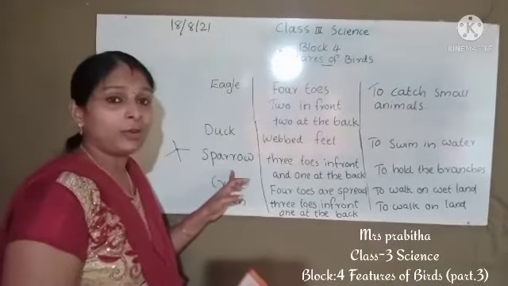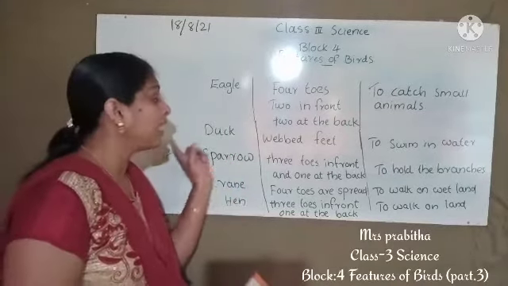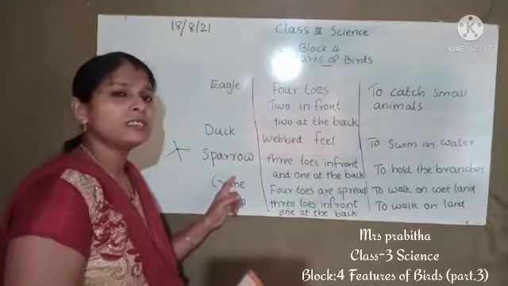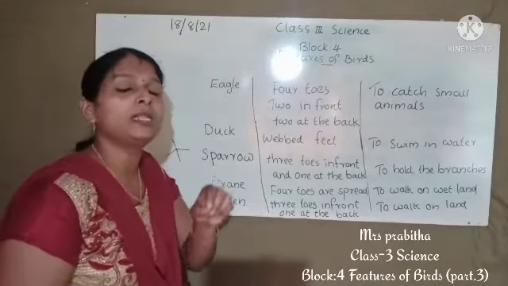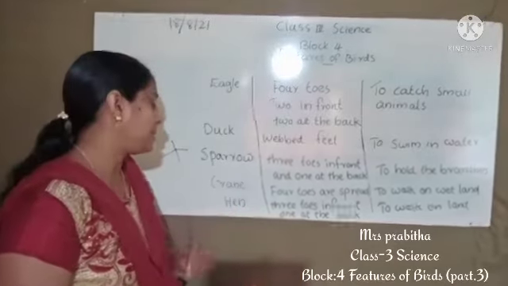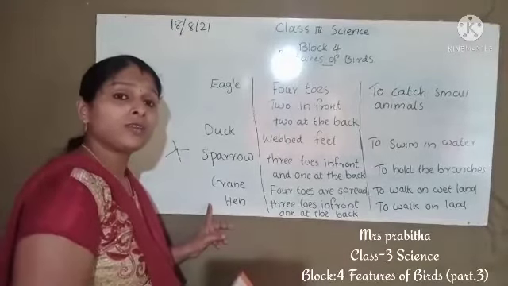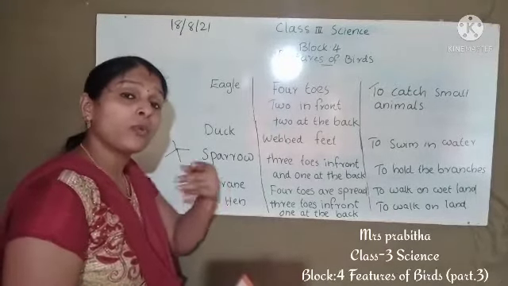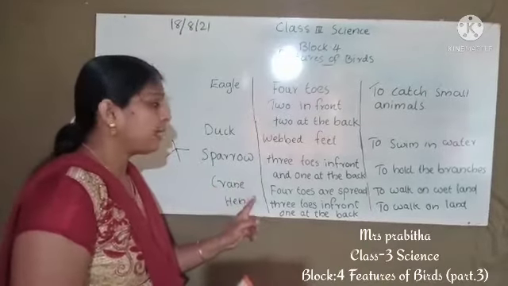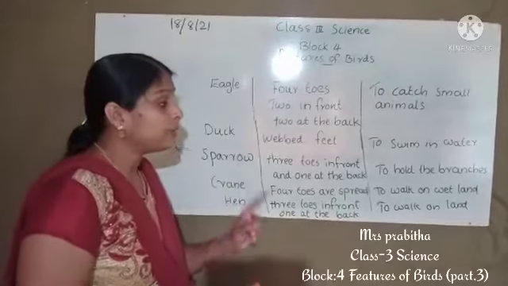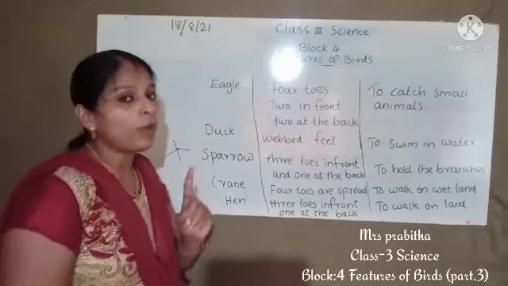Okay, next bird is sparrow. How is the feet of sparrow? Yes, 3 toes are in front and 1 at the back. How does this kind of feet help sparrow? It helps the bird to hold the branches. Next we studied the feet of crane. How is the feet of crane? Crane has 4 toes. That 4 toes are spread. How does it help the bird? It helps the bird to walk on wet land.